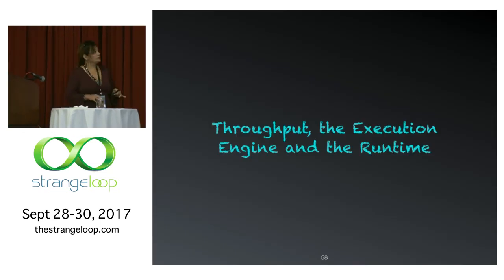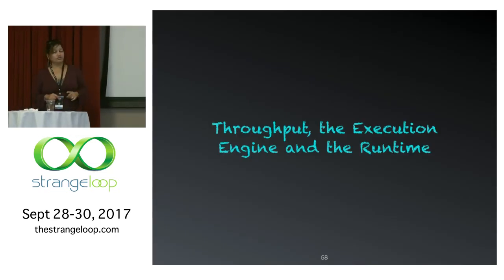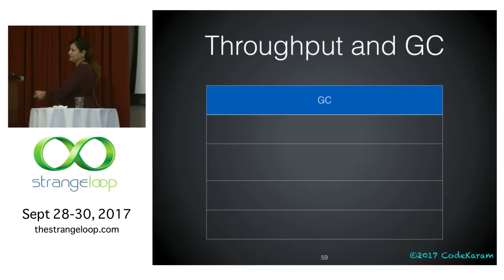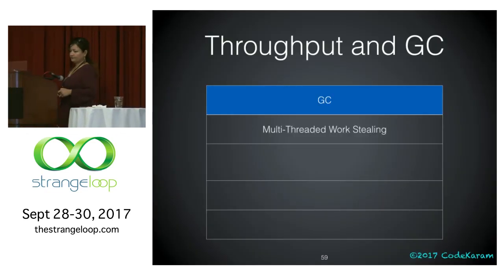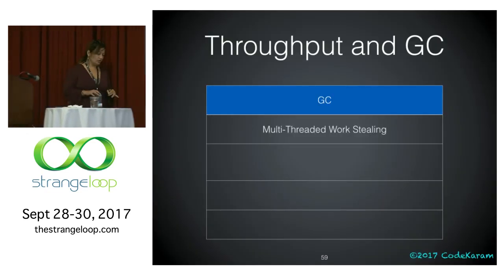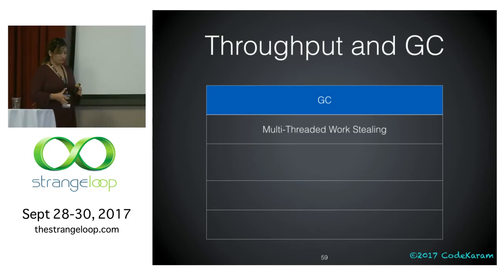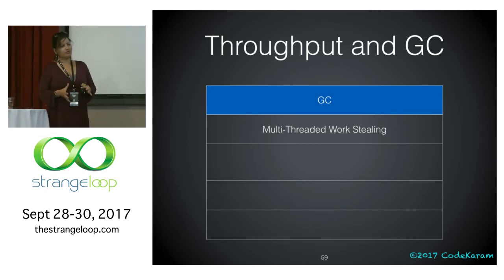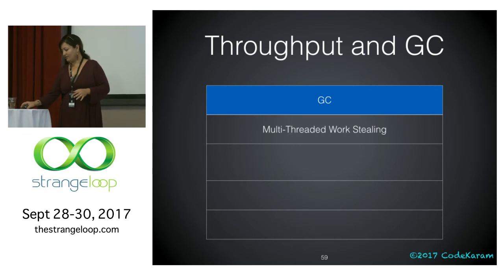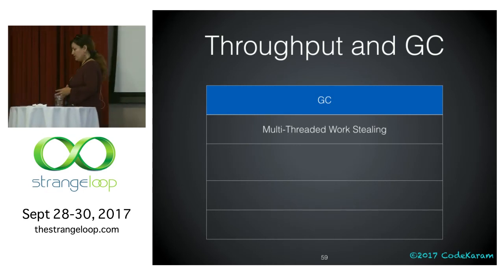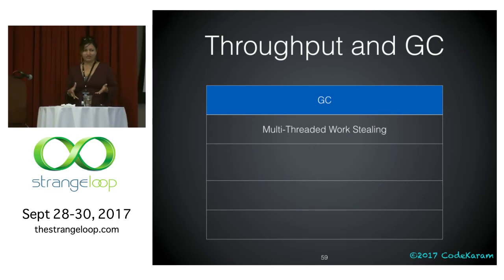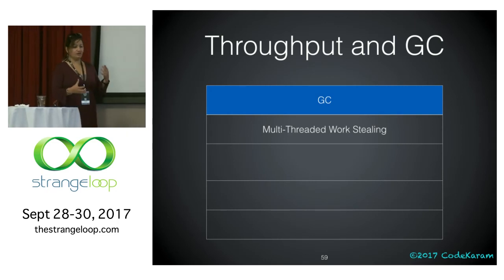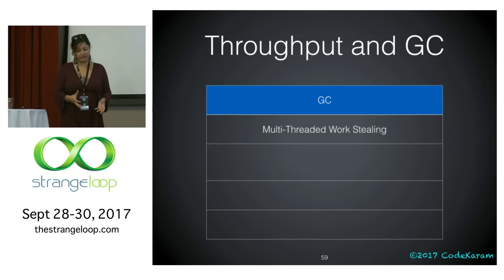Now moving on to throughput and the execution engine and runtime. Throughput and garbage collection. Remember the stop-the-world events that garbage collections do so often. What if it was just single-threaded? That would be really, really bad, especially depending on how much work it has to do, right?